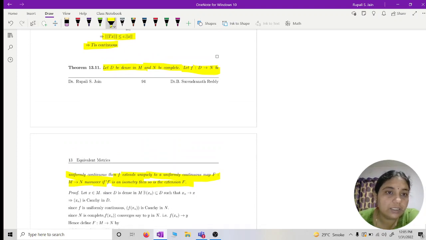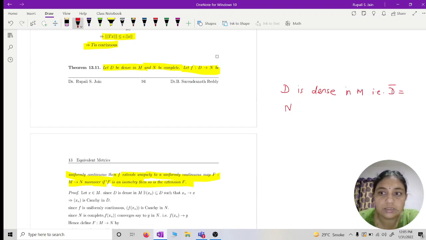So what is given here? D is dense in M and N is given to be complete. D is dense in M means what? That is, D closure is nothing but M. And what is given extra? N is complete. Complete means every Cauchy sequence converges in N. And F is from this dense subset of M to N, and it is given to be uniformly continuous.